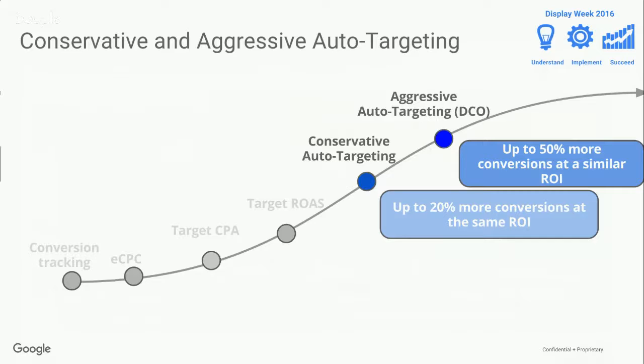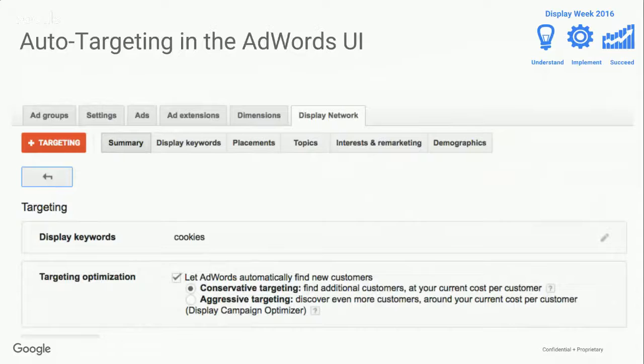So if you want to implement it in AdWords, this is what you need to do. Go into display network, summary, and then hit the targeting button. And then here you can see if you want to allow AdWords to go out and find additional customers. Again, conservative should be automatically opted in.